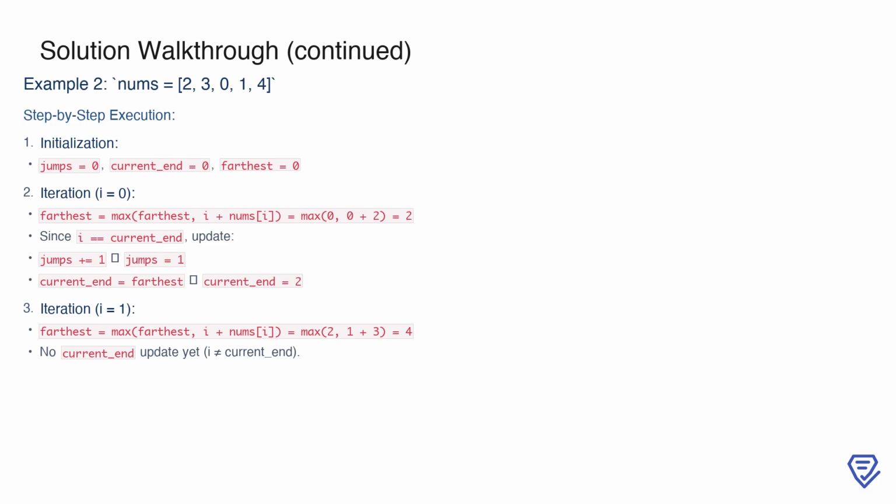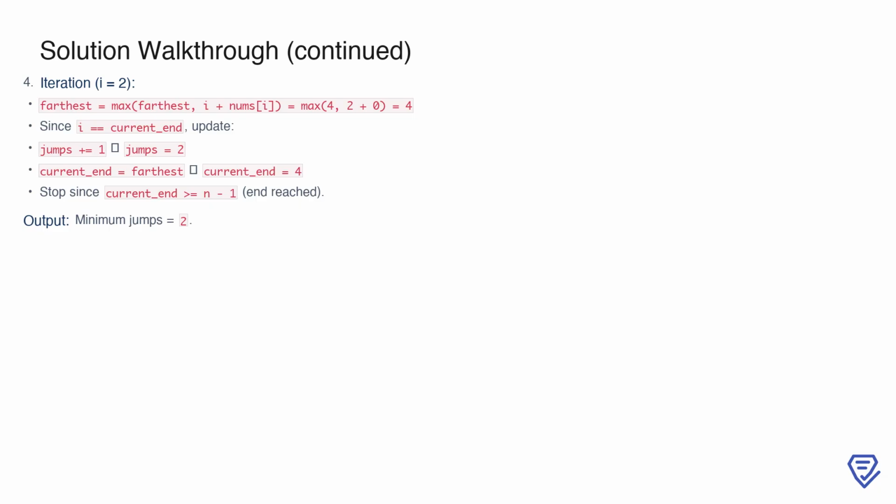In the next example, nums equals 2, 3, 0, 1, 4, we follow the same approach. First, we initialize jumps, current_end, and farthest to 0. At index 0, we calculate farthest as max(0, 0 + 2), equals 2. Since we've reached the current jump range, i equals current_end, we increment jumps to 1 and update current_end to 2. Moving to index 1, we calculate farthest as max(2, 1 + 3), equals 4. However, since index 1 is not the end of the current jump range, no further updates are made yet.